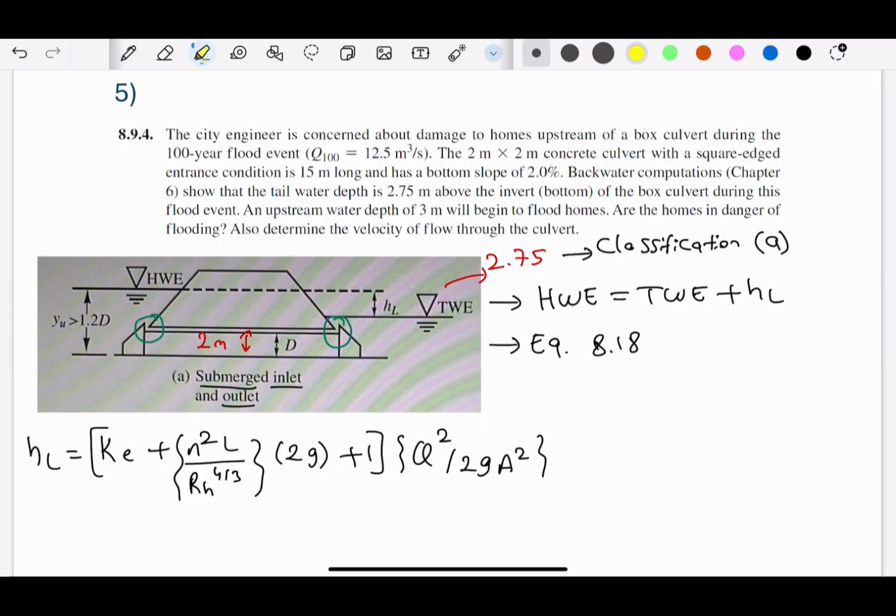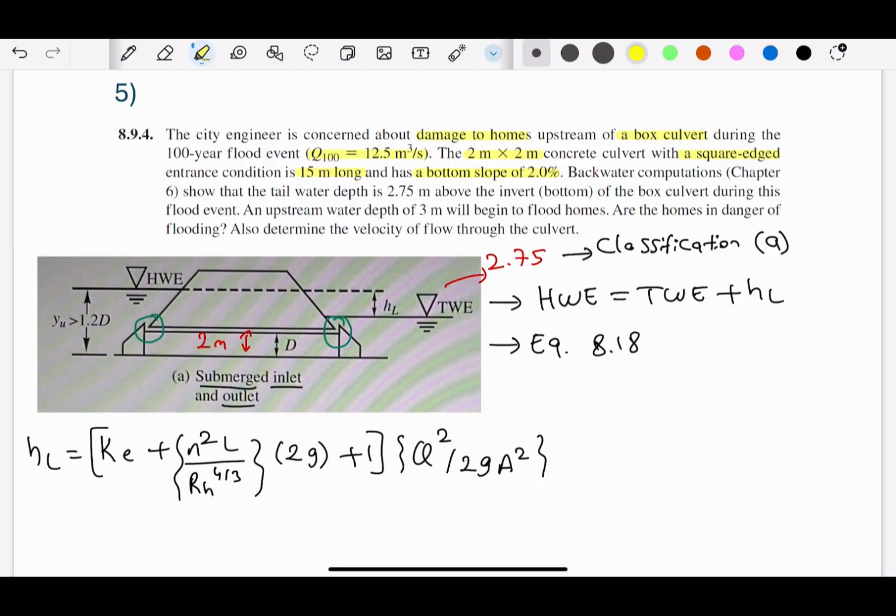Let's continue with question 8.9.4. So here, the city engineer is concerned about the damage to homes, which are upstream of a box culvert during the 100-year flood event, with a flow rate of 12.5 cubic meters per second. The size of the culvert is 2 meters by 2 meters, with a square-edged entrance condition, and the length of the culvert is 15 meters.